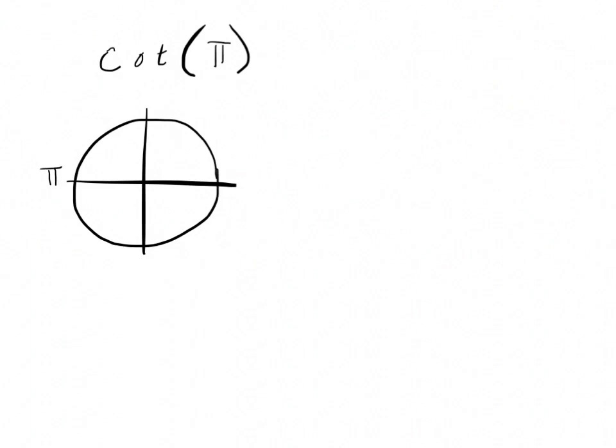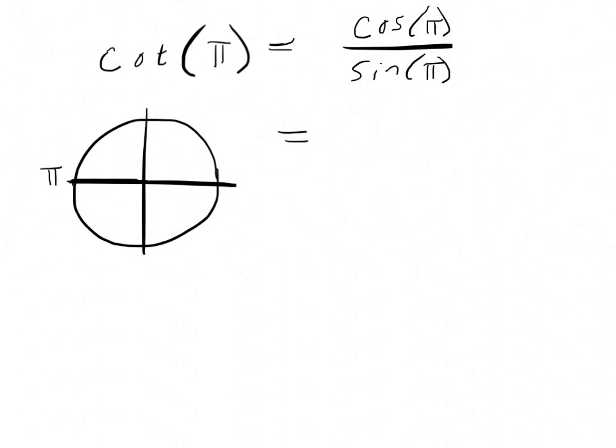From that point, I draw down to the x-axis. I'm already there. There isn't really a triangle to be drawn here. But that's okay. We've identified that that's where we are. Then we remember cotangent is the cosine of the angle over the sine of the angle. Remembering then that cosine is always the x-coordinate, sine is the y-coordinate.